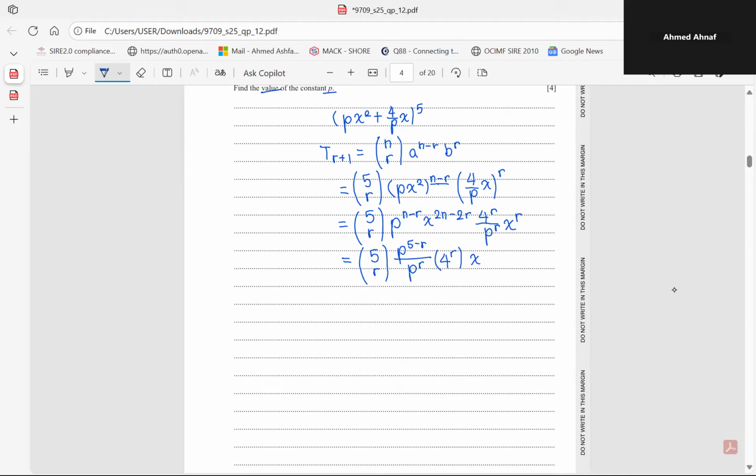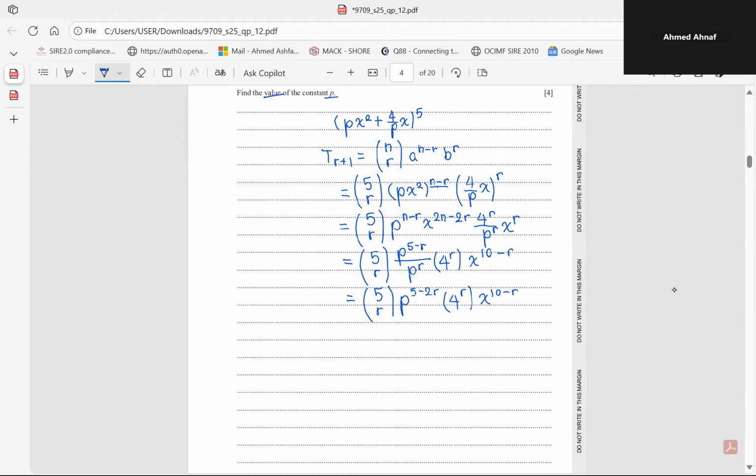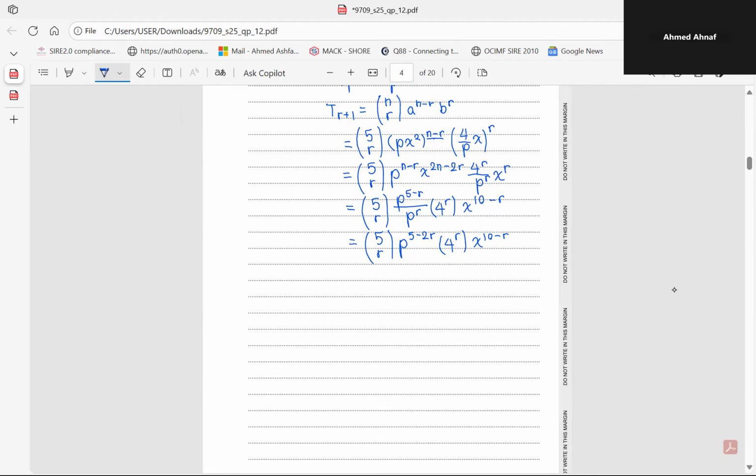So 2n would just be 10, and then minus 2r plus r, that's just minus r. And we can simplify further by subtracting the powers, 5 minus r. So this would be p to the power of 5 minus 2r times 4 to the power of r, x to the power of 10 minus r. So this is our general term formula.